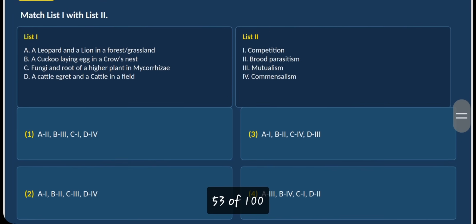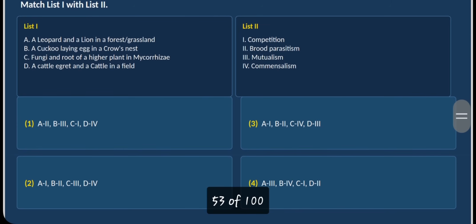So the next question, a leopard and a lion in a forest grassland. It is going to be more of competition. A cuckoo laying eggs in a crow's nest, brood parasitism. So A1, B2. Fungi and root of a higher plant in mycorrhizae, mutualism. A1, B2, C3, D4. So this is the correct example of it. So second option is correct.